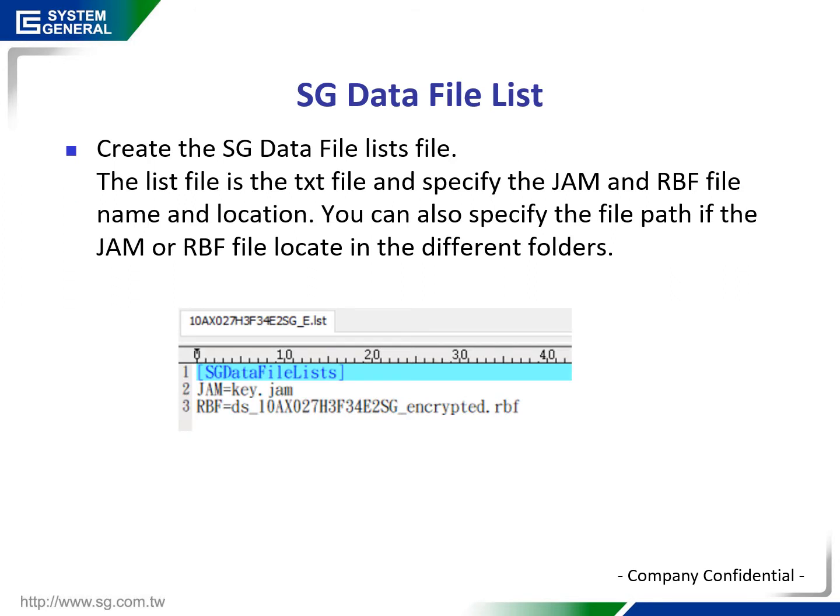Okay, so this slide shows you how to create a SG data file list. The SG data file list is a text file, and the purpose is that you just need to specify the JAM and RBF file names and their location. So for this example, the JAM file name is the key.jam file, and the RBF file is like this. When you create a list file, you need to include the header, because the GUI will recognize the header in the list file to judge that this is the SG data file list.